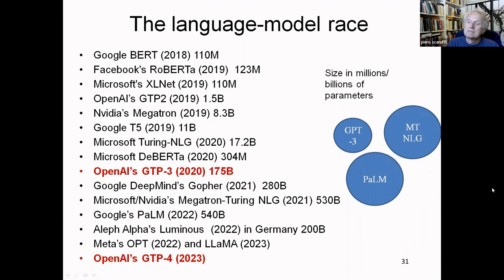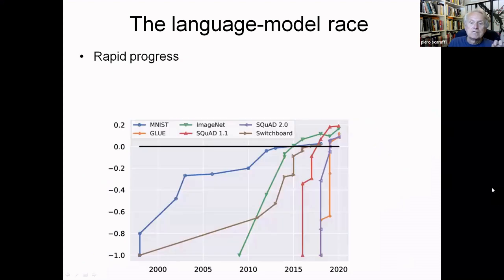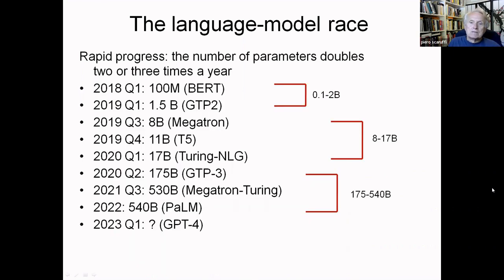The picture to the right, the three circles, gives you an idea of the relative size in billions of parameters. If I put BERT on that, the circle for BERT would be just a teeny dot. So progress has been very rapid, and how good the systems are has also improved dramatically. These are famous tests of how good their comprehension of language is.